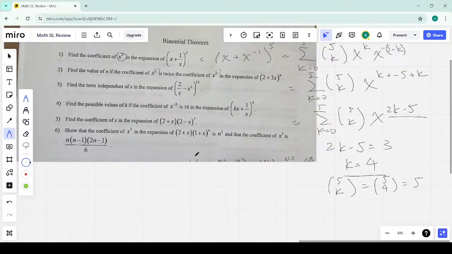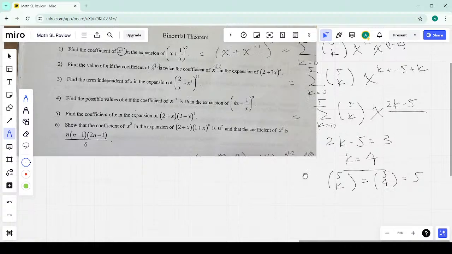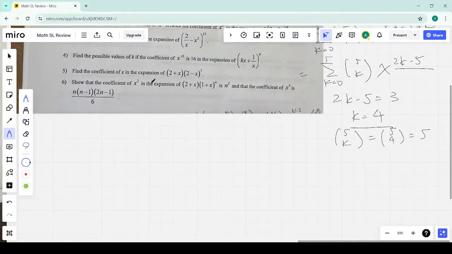Right, I'll do one more. So I'll do question 6. Show that the coefficient of x squared in the expansion of (2 plus x) times (1 plus x) to the n is n squared, and that the coefficient of x cubed is that thing.